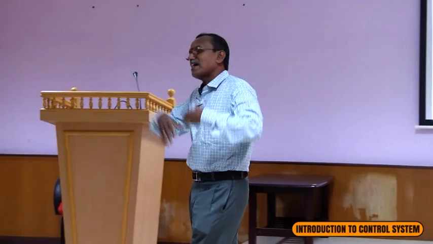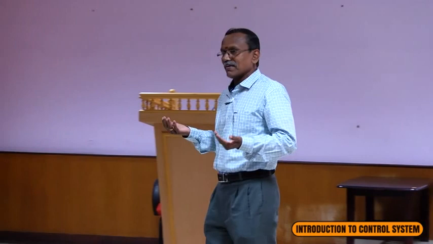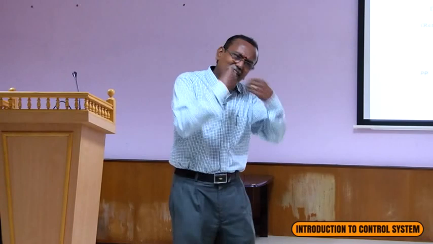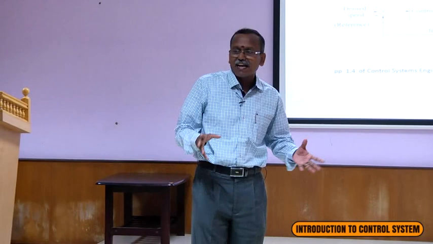Whatever may be the disturbance, the disturbance may be road conditions, or wind conditions, or it may be because of inferior fuel quality. Because of that, for the same pressure, today it may run at 60 km per hour, tomorrow it may not run at 60 km per hour because of fuel quality. So whatever may be the disturbance, here we need not bother about the disturbance. The only thing is, you have to measure the output and compare the output with the desired value. If any error is there, accordingly the controller has to adjust the input to the system.